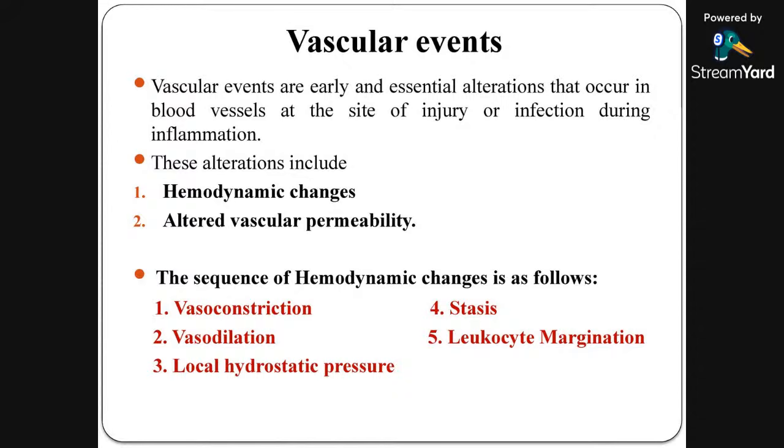The sequence of hemodynamic changes is as follows. First, vasoconstriction, narrowing of blood vessels. Second, vasodilation, dilation of blood vessels. Third, local hydrostatic pressure. Fourth, stasis. Fifth, leukocyte margination.